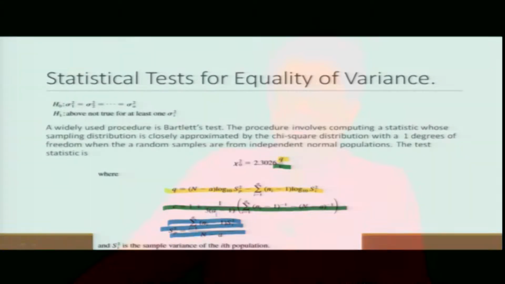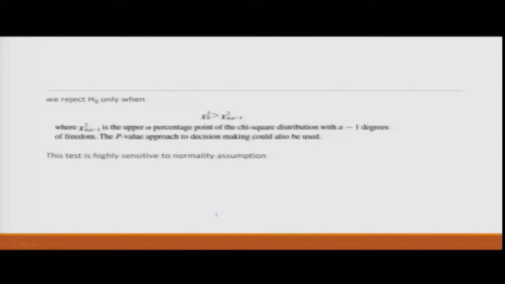The corresponding pooled sample variance would use capital N, which is n1 plus n2 plus n3 and so on, plus small n suffix a, minus a. I am talking about small n only. That would be the total degrees of freedom. From that you will get s squared suffix p and do the calculations accordingly.